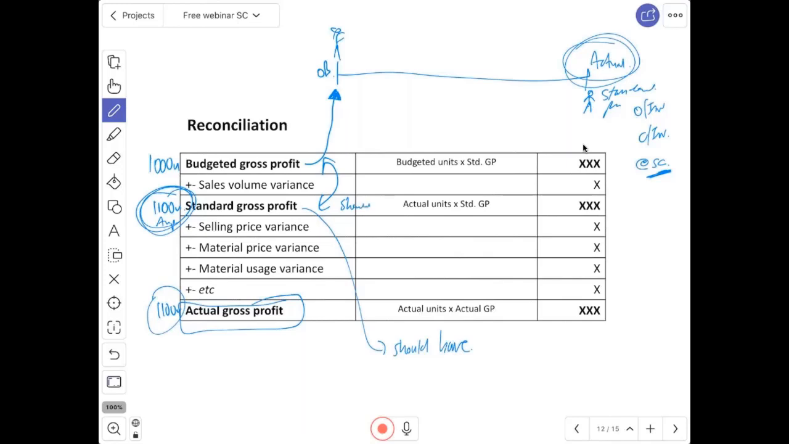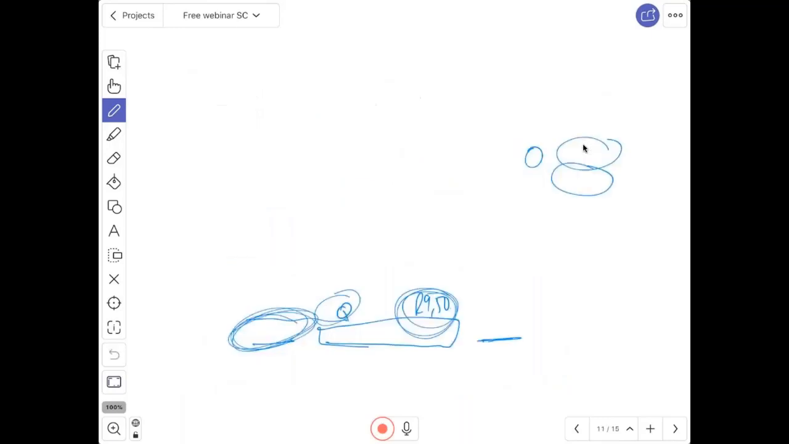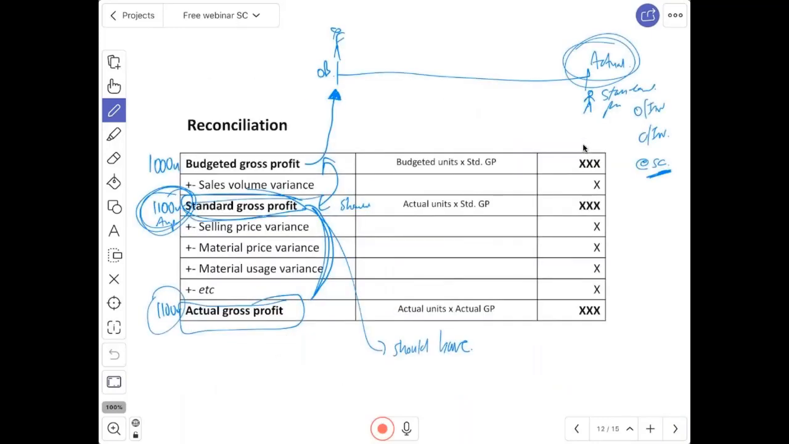So you'll see all the cost variances will be the difference between standard profit and actual profit. Our standard profit is our flexed budget. So that's why I always try to picture the timeline, and I try to picture this table. This flexible budget is our standard profit. So then you may be asking, but why is there a budgeted profit? The only difference between budgeted and standard profit is our sales volume variance. And you can see that 1,000 units to 1,100 units is our sales volume variance.